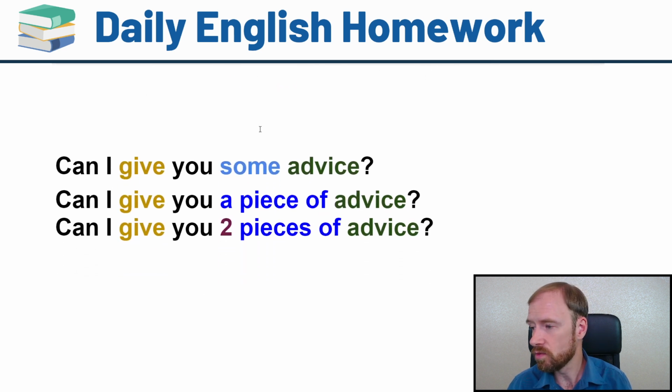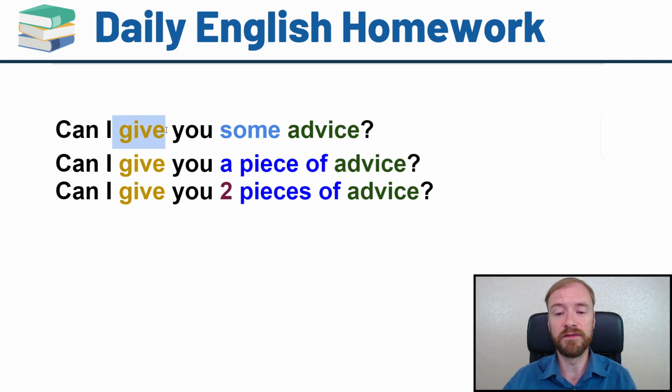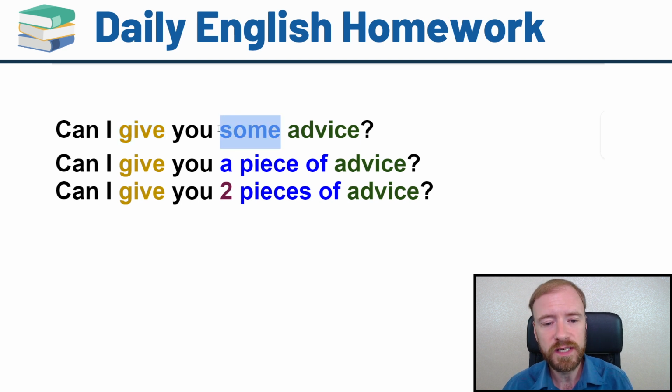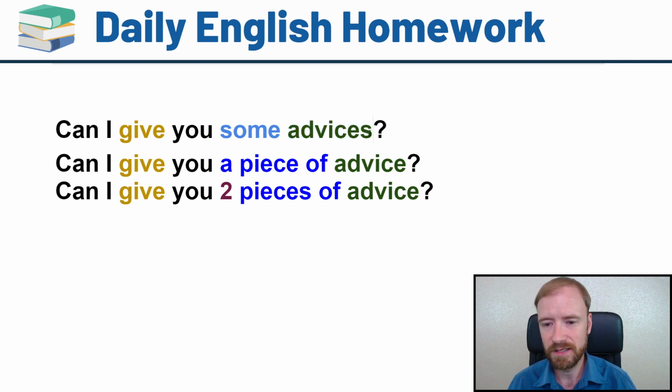Now, let's go down here. Someone might ask a question. Can I give you some advice? So we always give advice, and we're using some advice because, very important, advice is uncountable. So we can never say advices. It is uncountable. Can I give you some advice?